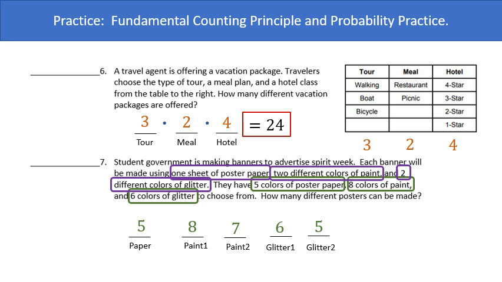Okay, now, how do we find the total number of options? We do what we've always done. We multiply these things together. Grab your calculator. 5 times 8 times 7 times 6 times 5. What is that?